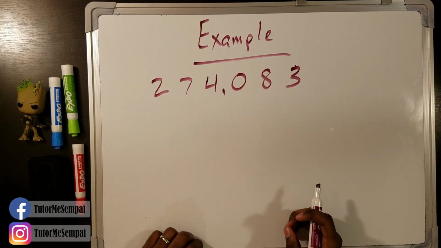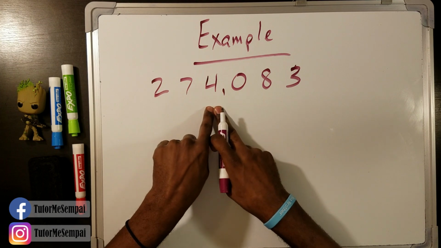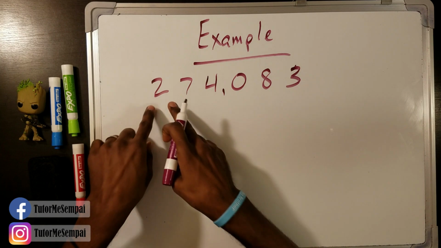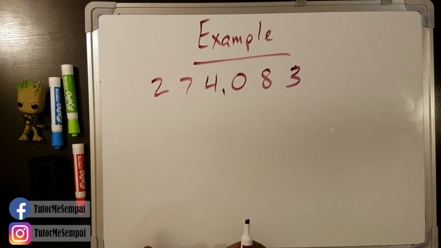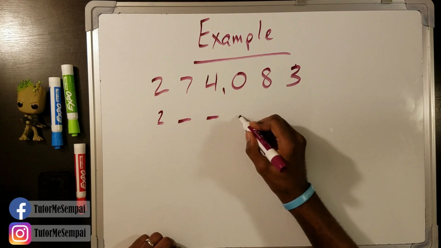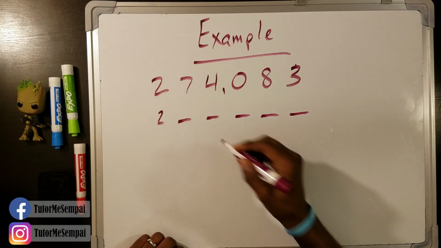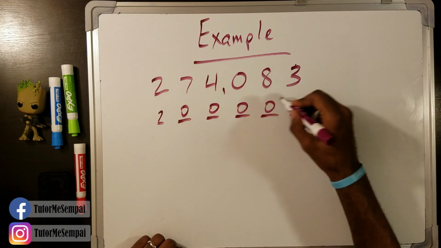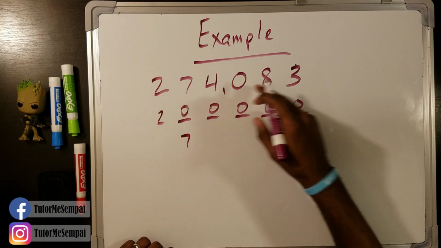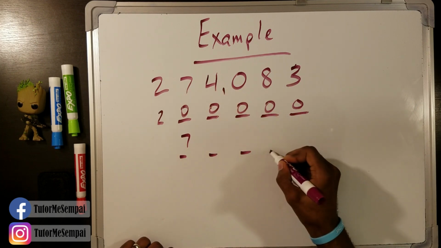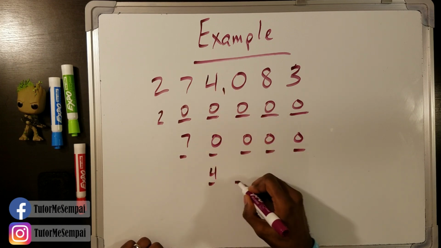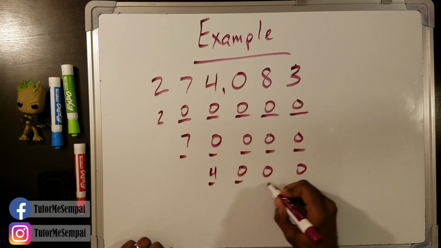Let's say we have this number here, 274,083. We're going to break this up into its place values, and we always start with the biggest number, that 2 here. So we're going to write this 2, and then we're going to put place values for everything else. And remember, we're going to put zeros for everything that's not focused after that 2. Next, we're going to have our 7. And then we're going to put zeros for every other place value. Next, we have that 4, and then 0 for every other place value.